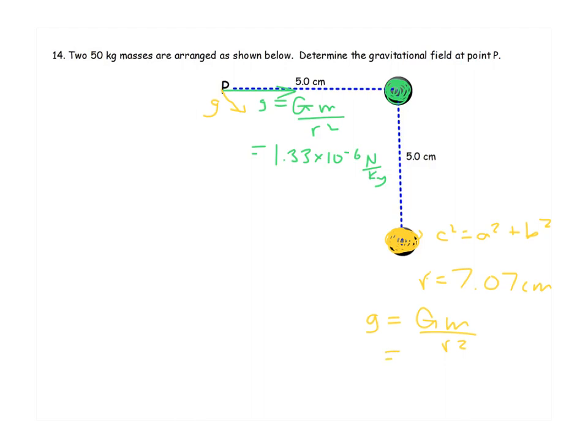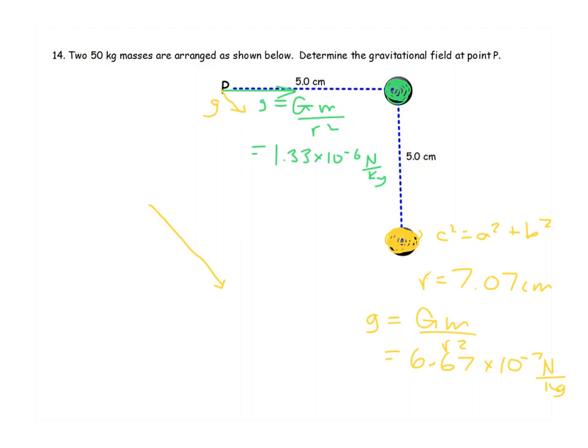So when I calculate g again, it's big G m over r squared. 6.67 times 10 to the negative 11 times my mass of 50 divided by 7.07 times 10 to the negative 2. I want it in units of meters squared. And I get 6.67 times 10 to the negative 7 newtons per kilogram. And that should make sense. This should be less than the one above because it's further away.